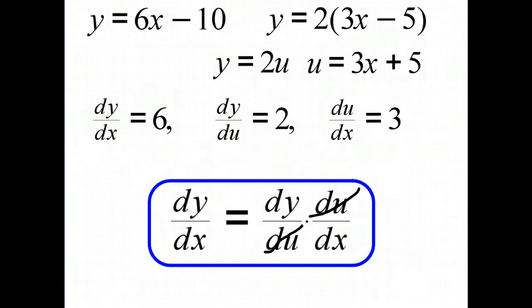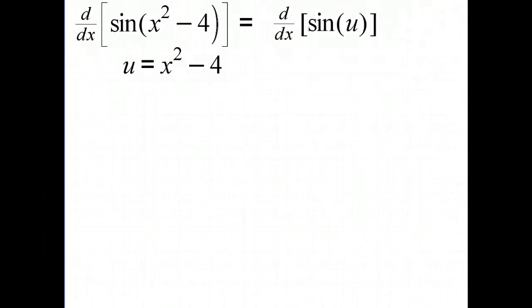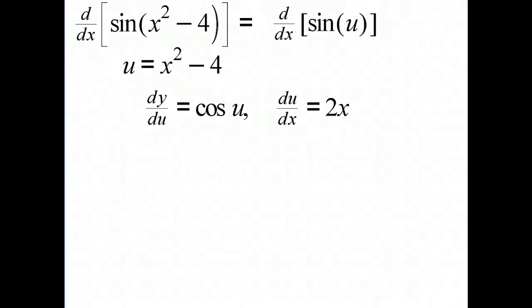Okay, so let's revisit our function of sine of the quantity x squared minus 4. Well, if that's going to be our function, then let's redefine our function, given that let's make u equal to x squared minus 4. So now we're looking for the derivative of sine u. Let's take a look at the derivative of y with respect to u. If this is our y function, sine of u here, then the derivative of that with respect to u is just cosine u. Knowing our trig functions and their derivative definitions, that's just cosine of u.